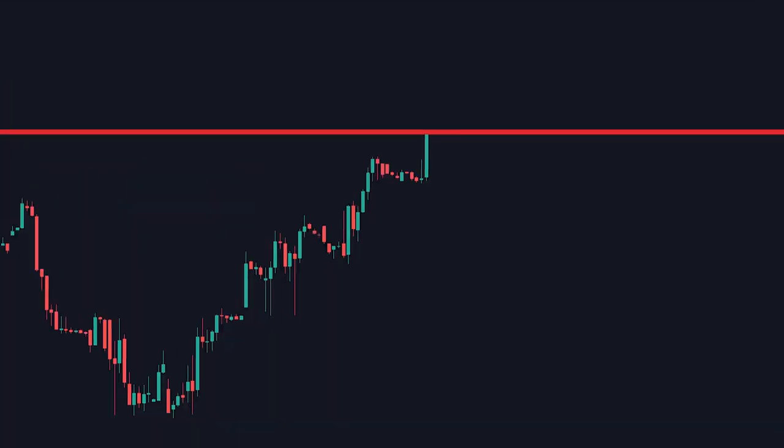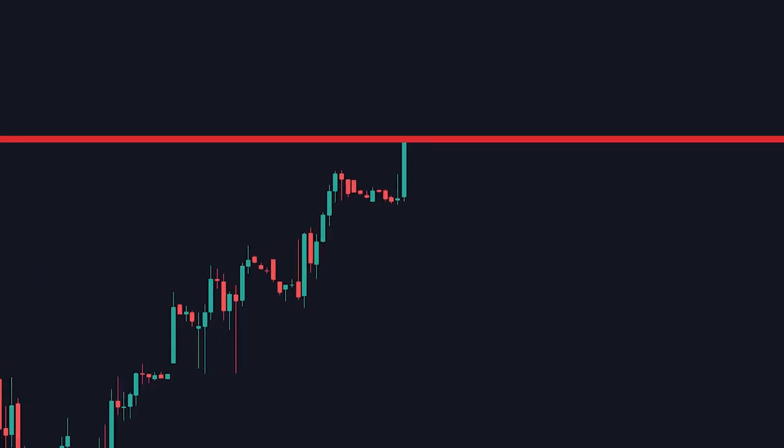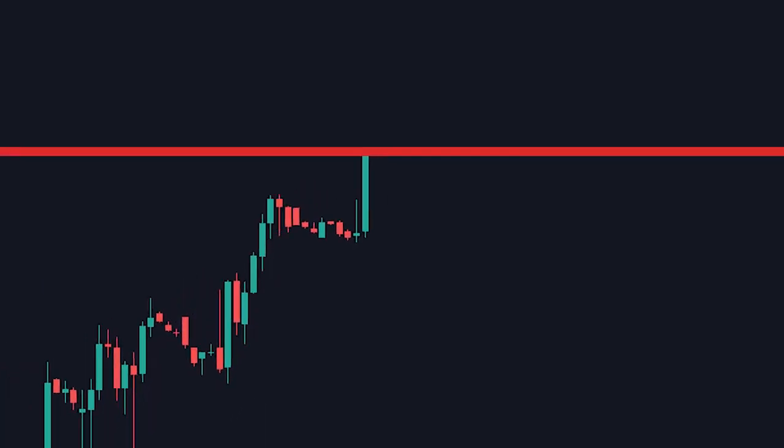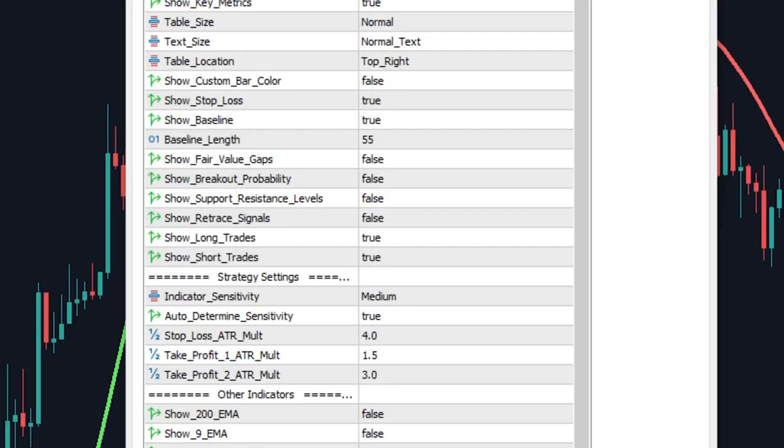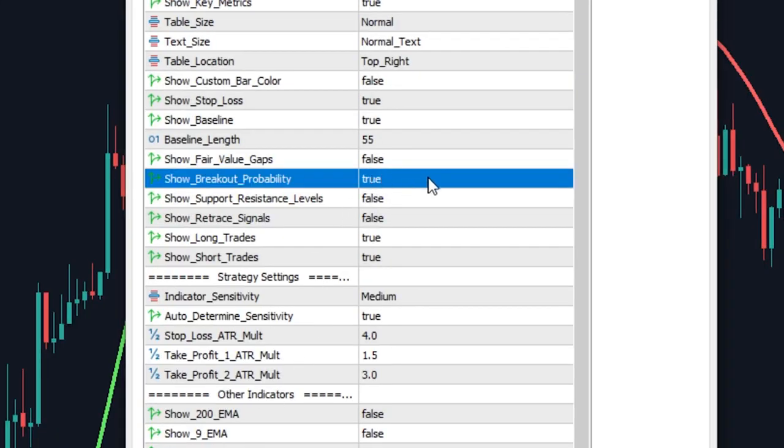Now, instead of just guessing whether the price is going to bounce off or break through this resistance, we're going to use the Breakout Probability tool to see which has a higher chance of happening, it breaking out or it rejecting. So we go to the settings of the indicator and enable the tool on our chart.